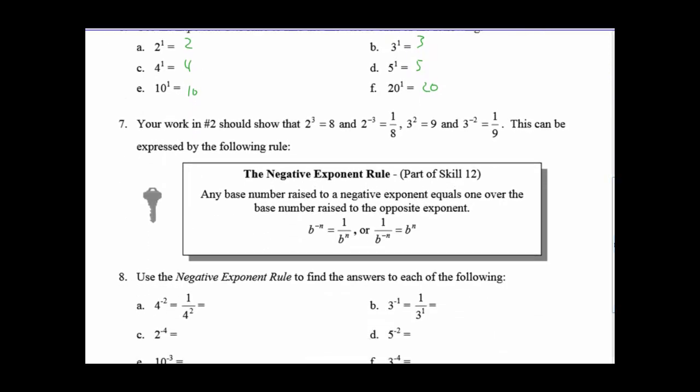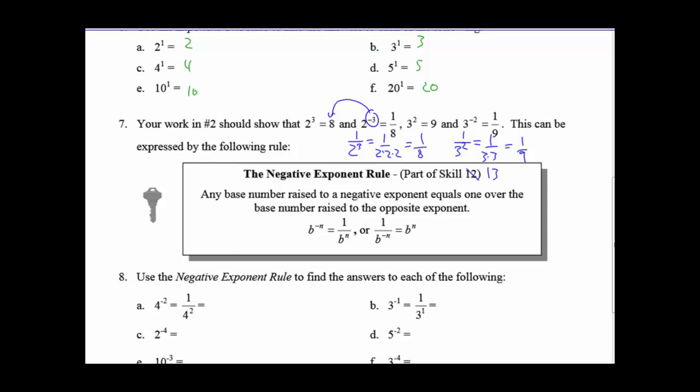Okay, number 7. Again, your work in number 2 should show that 2 to the 3rd is 8. 2 to the negative 3rd. Again, remember what we're saying. We're saying this negative just means reciprocal. So it's really going to be the reciprocal of the answer, or what is the reciprocal of 2? This is going to be 1/2, but we drop down the exponent, so we keep the 3 on that. So 1 over 2 to the third is 1 over 2 times 2 times 2, which is 1 over 8. 3 squared is 9, so when we get to 3 to the negative 2, the reciprocal of 3 is 1/3, but we have 2 of those. So 1/3 squared. So this is 1 over 3 times 3, which is 1/9. So the negative exponent rule. Again, this is part of skill 13.